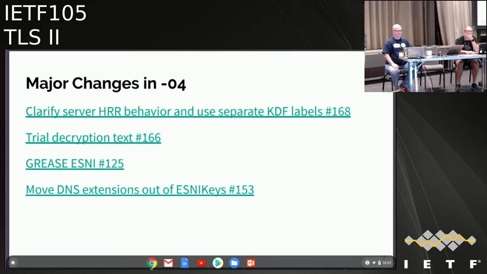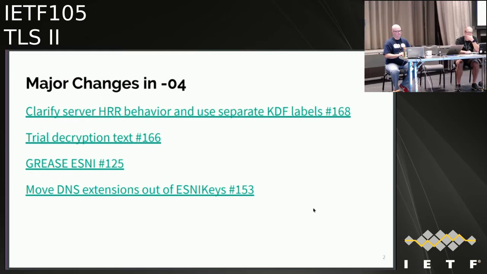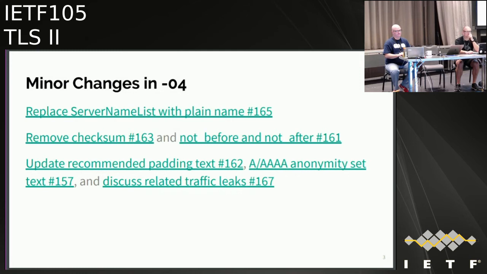We also moved the DNS extensions out of the ESNI keys structure itself, so the new format is a single structure that has an extensions blob for DNS things, such as the address set that's currently specified or some other thing that might be specified in a later draft, and then also the ESNI keys blob. There are some minor changes as well, to clean up editorial nits and improve readability of the text. I encourage you, if you're interested, to check the diffs for these.